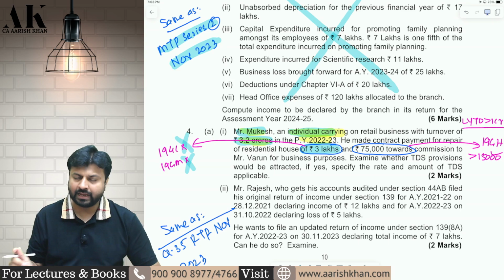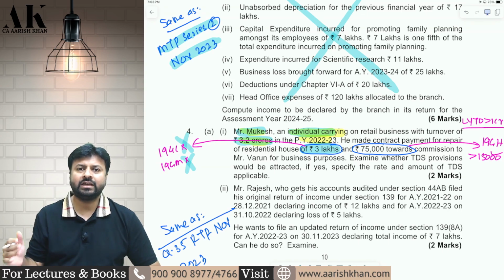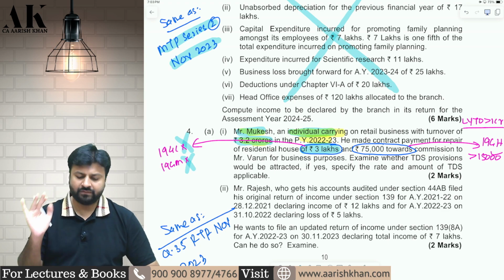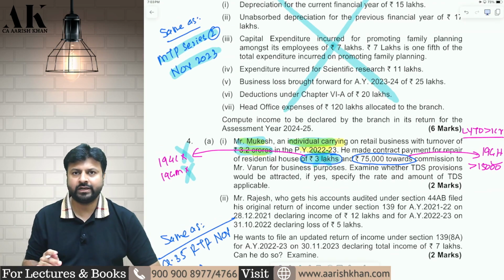Whether 194M will apply? 194M will also not apply, because 194M only applies if the payment is more than 50 lakh rupees. Up to 50 lakhs, it doesn't apply. Therefore, this transaction of 3 lakh rupees is not subject to TDS.